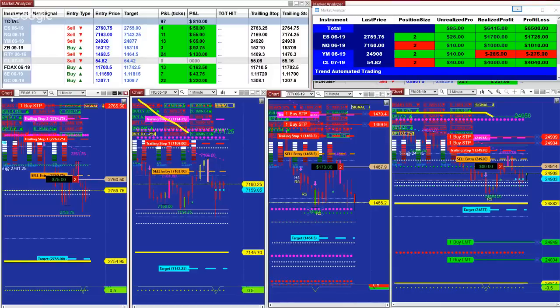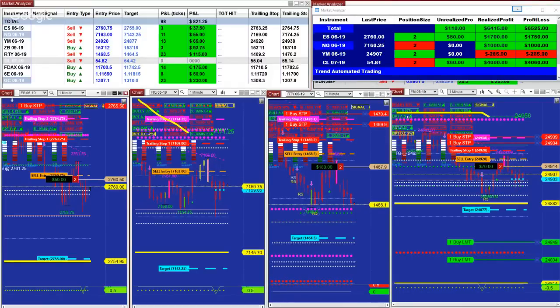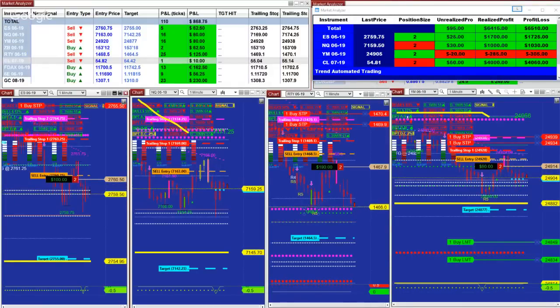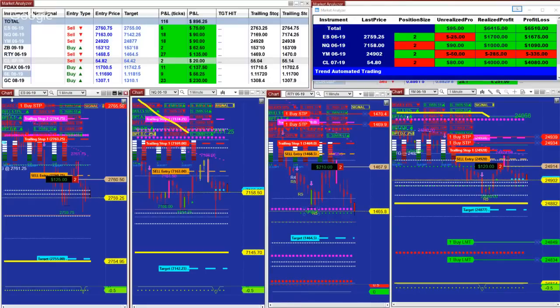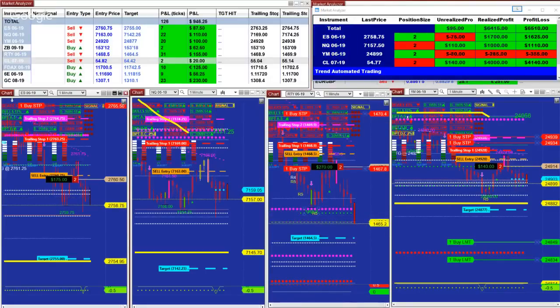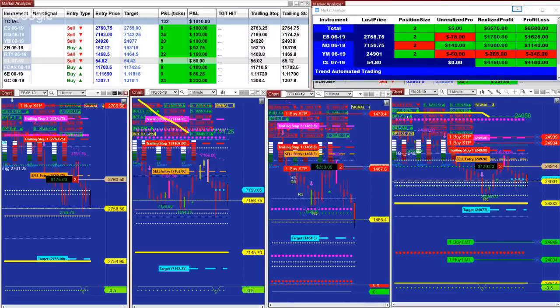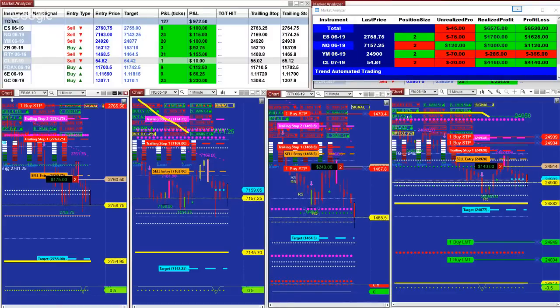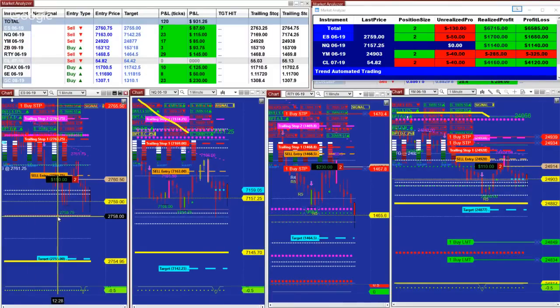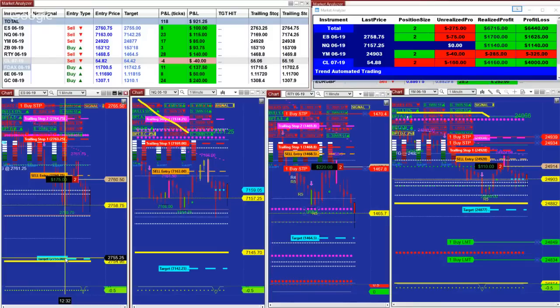So, there we go. We're about to hit target on the Russell. And the ES, if we break that area here, this is a very good trade on the 58 level. Once we break it, we're looking for 755.25.